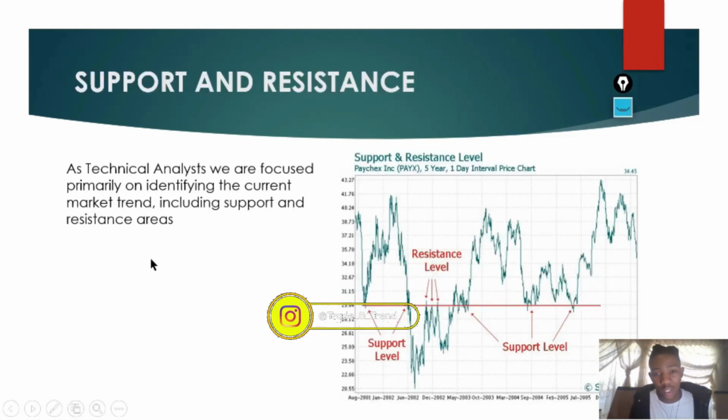I want you first to understand why we want to teach you support and resistance more effectively, because once you know how to use this, you're going to learn not only where to enter but where to exit, because as technical analysts we are focused primarily on identifying the current market trend, including support and resistance areas. Once you master how to use support and resistance, you're going to learn how to exit, which is what most people overlook. Exiting a trade is one of the psychological factors. It's easy to enter a trade, but people enter a trade and let their losses run. They don't have an exit strategy, which you need to cut your losses while they're still small.